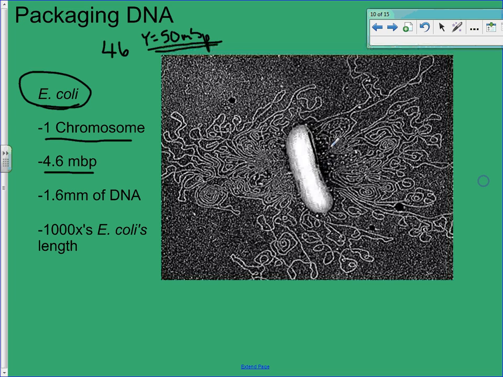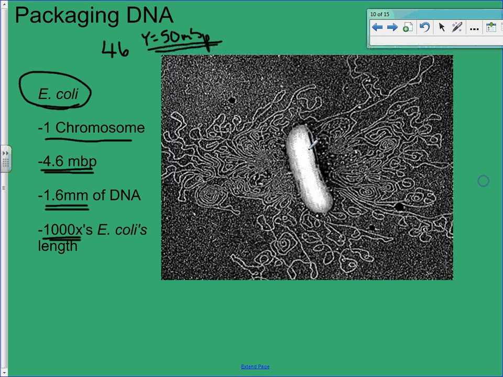Now that's pretty small, but compared to this E. coli, that's 1,000 times its length. Because E. coli is absolutely tiny, and so this strand of DNA that's over 1,000 times the length of the E. coli can all fit inside and still have room for all the other cell parts. The way that it does that is by coiling around these things called histones.